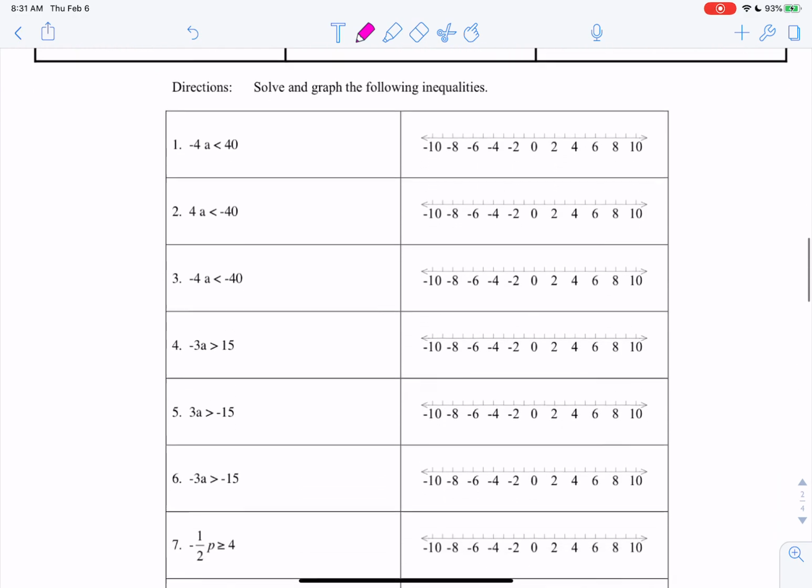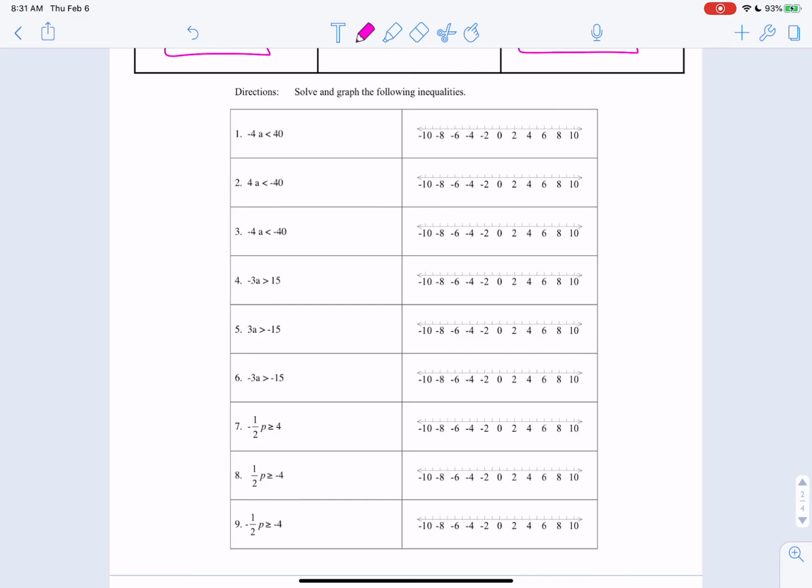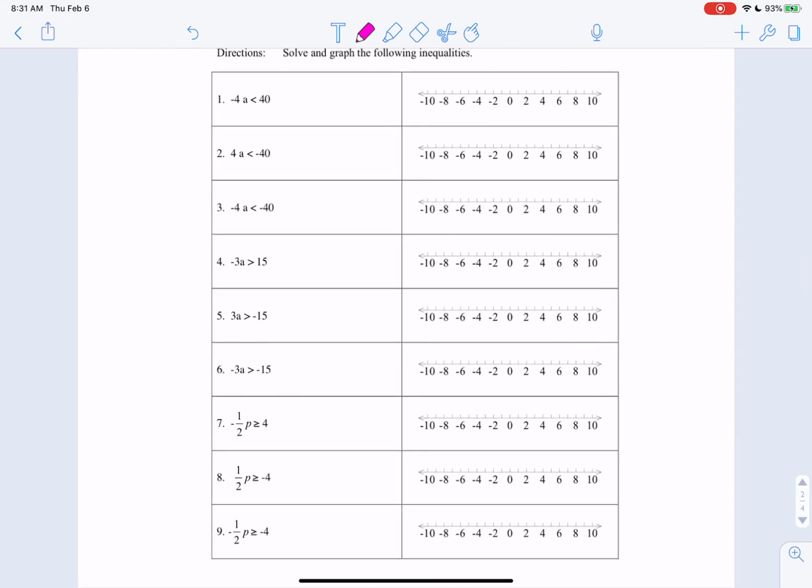All right, moving on. So now we have 1 through 9. For 1 through 9, you're just continuing practicing solving. There's going to be a mix of regular inequalities and ones where you have to flip the sign, so be careful. And go ahead and pause the video. Try to do these on your own. And then when you're ready to check your answers, go ahead and restart the video. And then once you're done solving them, you're going to go ahead and graph your answers. Okay, so go ahead and pause the video now.